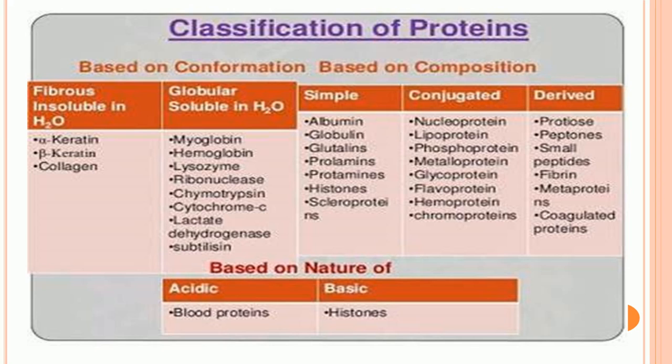proteins in which the nucleic acid is joined together with the protein molecule. In the case of lipoprotein, the lipid is attached with the protein. In the case of phosphoprotein, phosphorus is attached to the protein. And in metalloprotein, metal atoms, for example iron, are attached with the protein. And in glycoproteins, carbohydrate is attached to the protein, and there are many more; all these are examples.